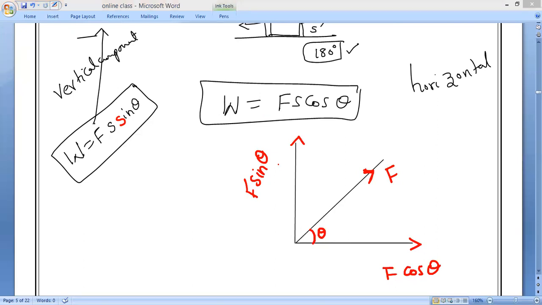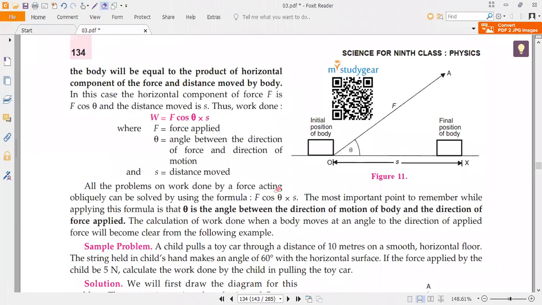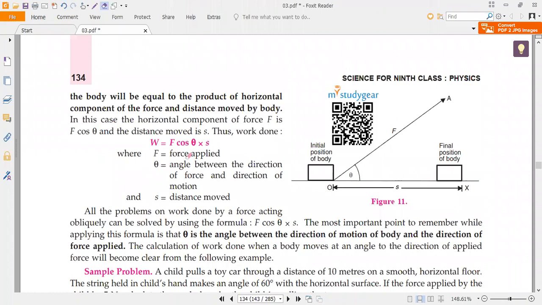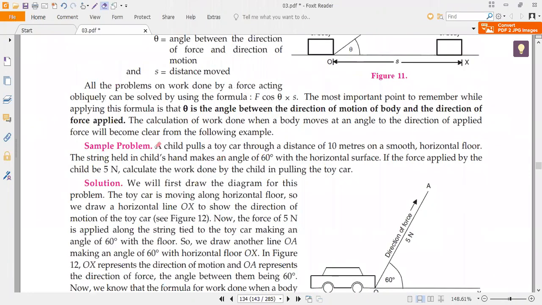Now, there will be a lot of examples in the textbook also. You can see all of them. There they have been solved with the help of this formula only. Try those examples so that we can write the formula. You can see work done is equal to F cos theta into S. Now, this is the example which they have given. All of you can check it.